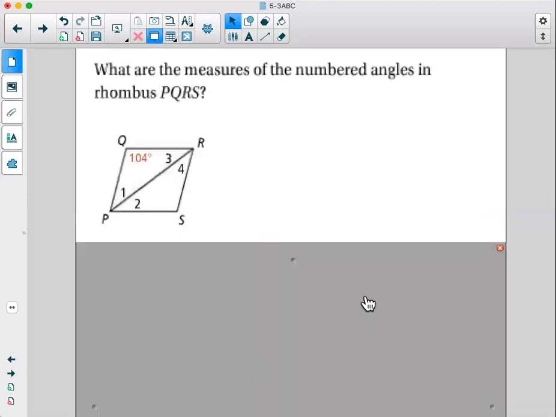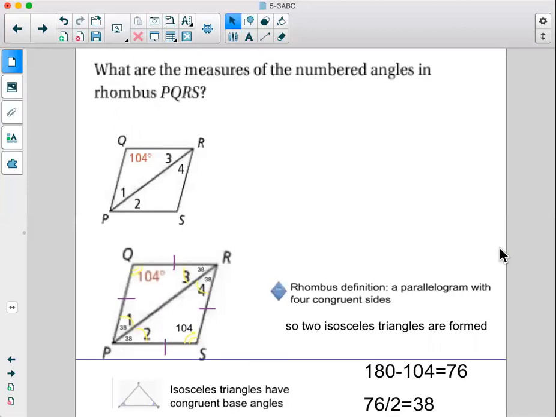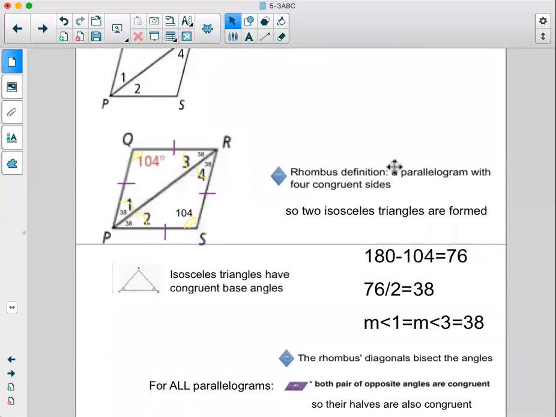Pause, find the missing angles, and then press play. In this case, we have a rhombus, but we only have one diagonal drawn in. And we know the definition of a rhombus is a parallelogram with four congruent sides. And so you could imagine these are two isosceles triangles formed. And so you could find it knowing the vertex angle and the two other angles that have to be the same because they're the base angles in an isosceles triangle.